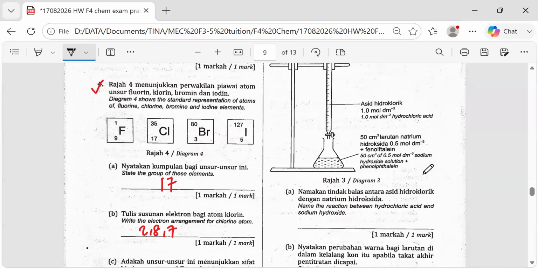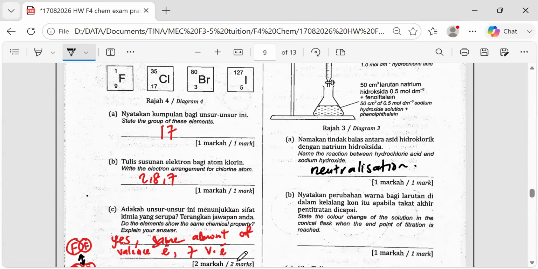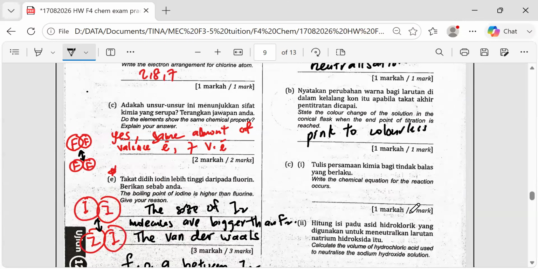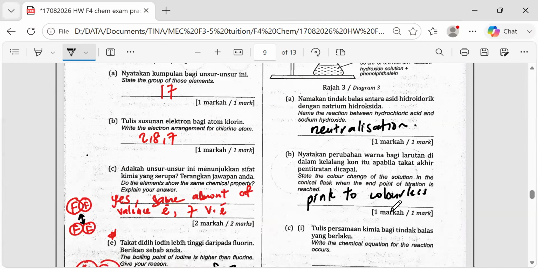Name the reaction between sodium hydroxide and hydrochloric acid. Neutralization. The reaction is neutralization and not titration. Titration is the method. Okay. What is the color change? Phenolphthalein is pink to colorless. Okay. Chemical equation for what? It's NaOH.